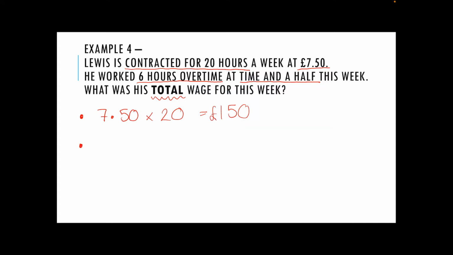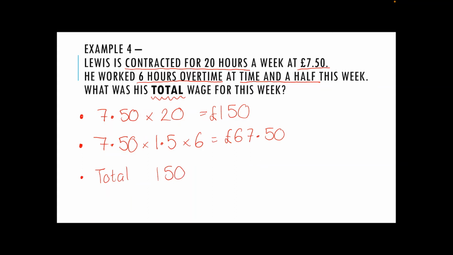He has done 6 hours of overtime at time and a half. So it's the £7.50 times by 1.5 for time and a half, times by 6. And that is going to give us £67.50. And then lastly, his total wage then is going to be the 150 plus £67.50 for £217.50.